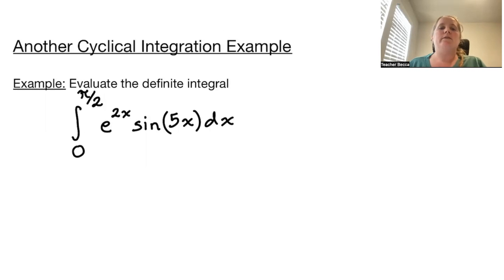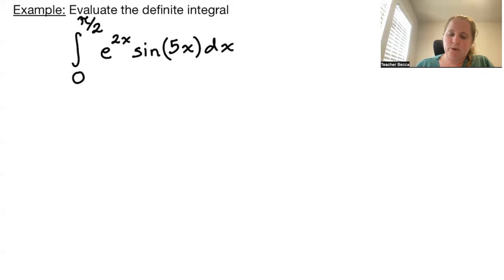Welcome to another cyclical integration example. In this example, we are going to evaluate the definite integral from 0 to pi over 2 of e to the 2x sine of 5x dx. So again, the first thing we want to do is find an antiderivative.